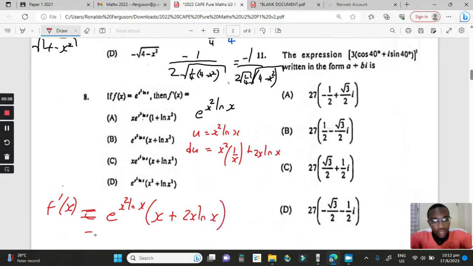If we factor out x, that is x e to the x squared ln x in bracket 1 plus 2 ln x. I can bring up the 2 and write the 2 here as ln x squared. So that's what we're looking for: 1 plus ln x squared. I only see it in option A. So that's it.